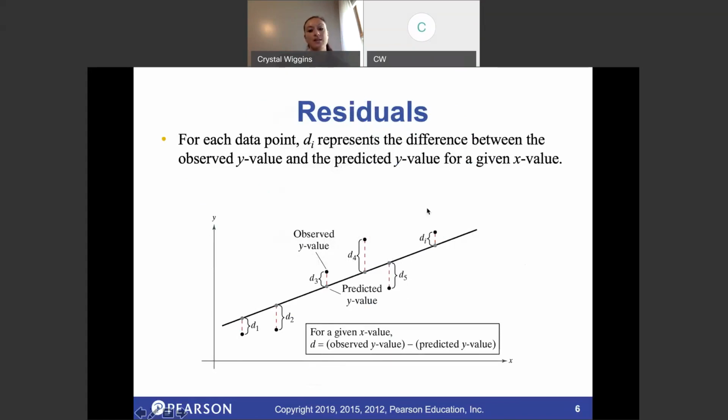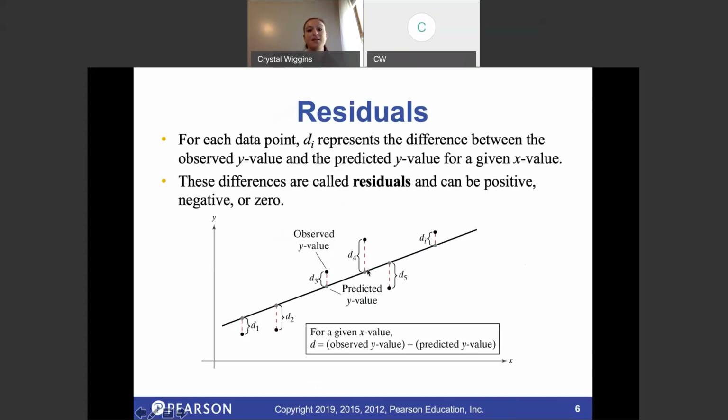Here we can see that this is the best fit line. It's found by taking these distances and minimizing them. If this line was way up here, the distance to this point would be huge, and that would not be good. The least squares regression takes these distances and minimizes them to get the best fit line. These differences are called residuals and can be positive, negative, or zero. Above the line would be positive, below would be negative, and zero would mean the dot has landed directly on the line.